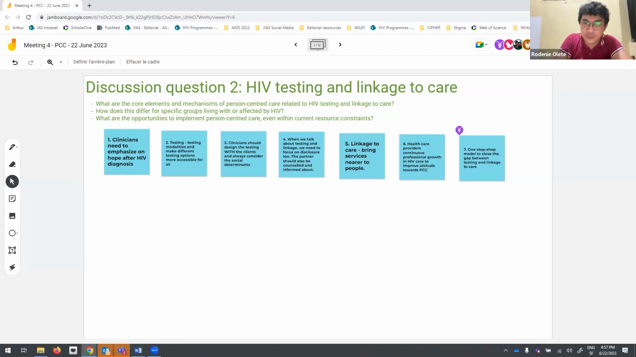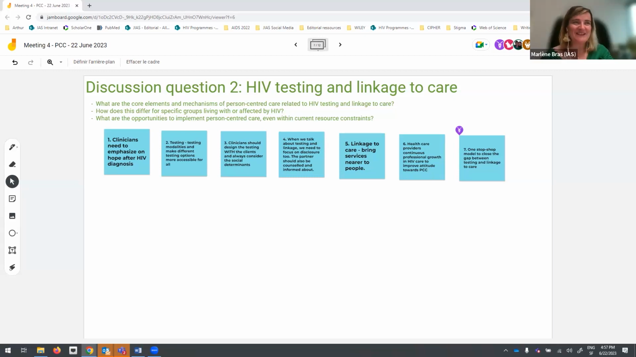And lastly, I also shared a little bit about the one-stop shop model, wherein the healthcare facilities should be comprehensive enough in providing all possible health services, including non-biomedical services, in just one facility, so that the time between the diagnosis and linkage to care should be shortened, and that closes the gap, and that will prevent treatment fallout. I guess that is from all of us.